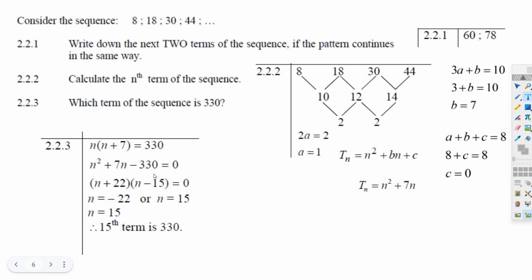Always use the quadratic formula right here, and it's just easier than factoring. So you'd write minus 7 plus or minus the square root of 7 squared minus 4 times 1. You put all the numbers in, press equals on your calculator. You'll get 15 as one of the answers. And there you go.